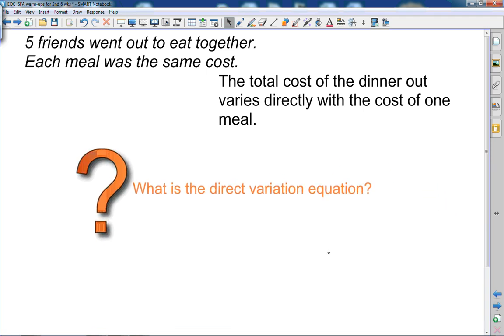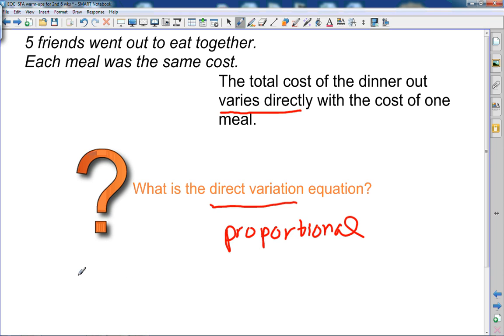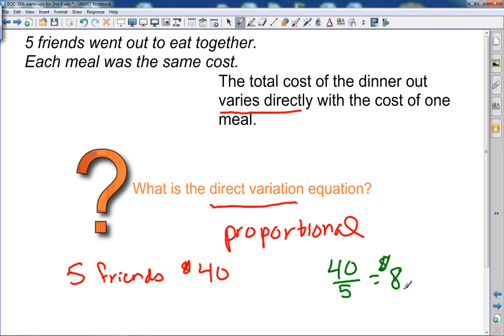5 friends went out to eat together. Each meal costs the same. The total cost of the dinner out varies directly with the cost of one meal. Okay, varies directly. Direct variation. What that means is proportional. Say there were five friends, and the bill was $40. Well, you would take 40 divided by 5, and that equals 8. $8 each. It is proportional because everybody pays the same amount.